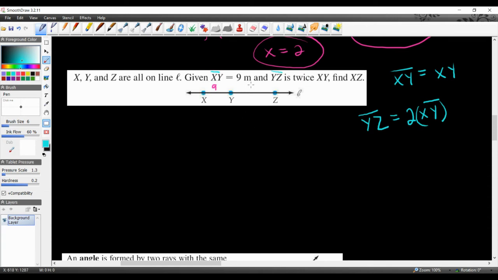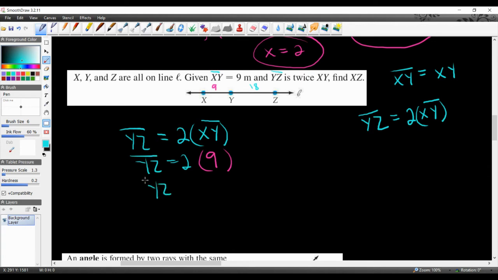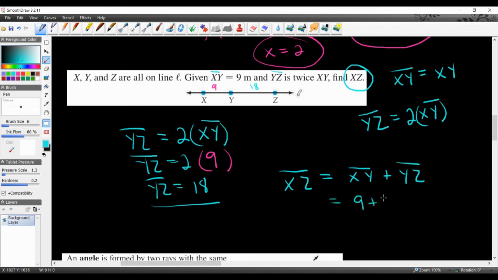So you can tell right away that the answer here is going to be 18. 18 plus 9 is 27. But just to, again, use our math over here, we would say, well, yz is equal to 2 times xy, okay? And xy is just 9. So therefore yz is equal to 2 times 9, which is 18. And they're asking us to find xz, which would be, remember that xz is equal to these two things combined, xy plus yz, which is just 9 plus 18 equals 27. Okay, that's it. Pretty simple stuff.